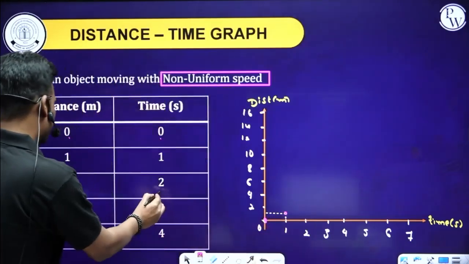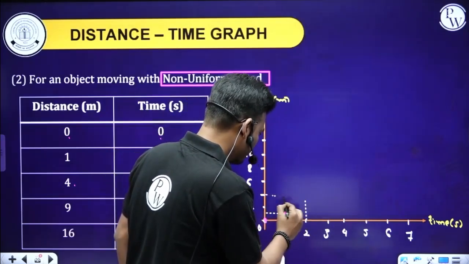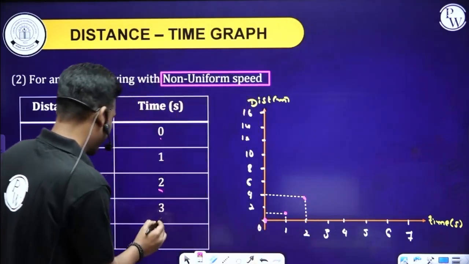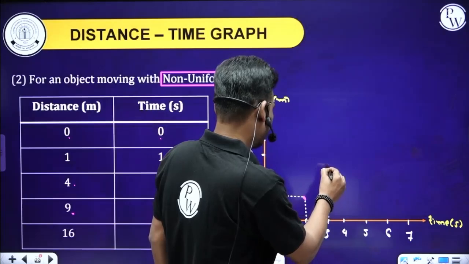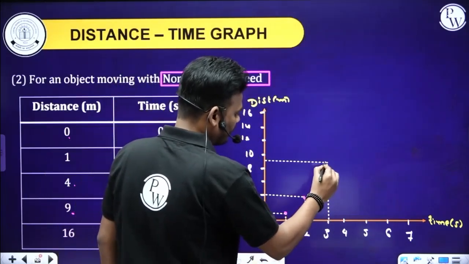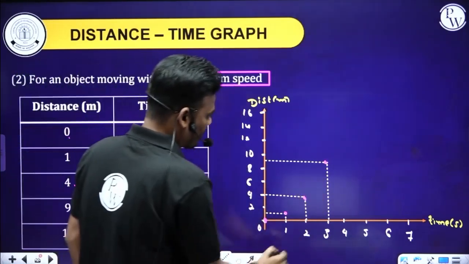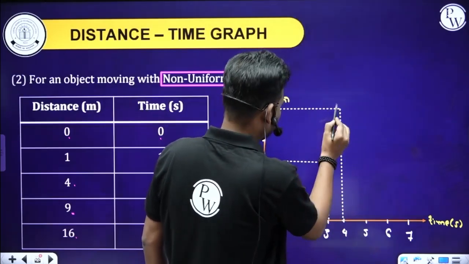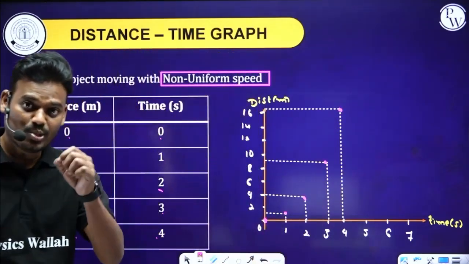In 2 seconds, distance is 4 meters. And at 3 seconds, distance is 9 meters, between 8 and 10. And at the 4th second, distance is 16. Here. Now what do we have to do? We have to join all the points.